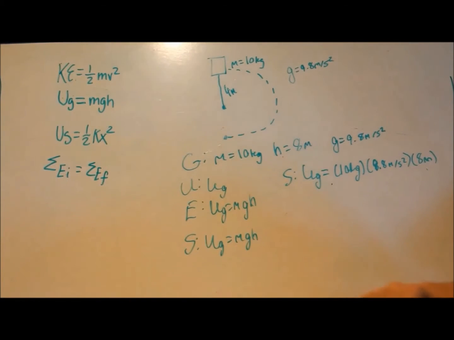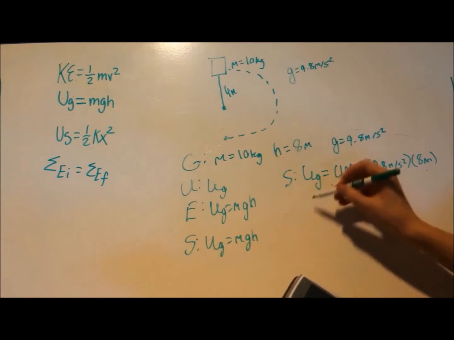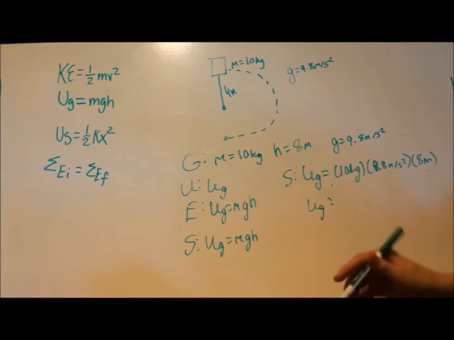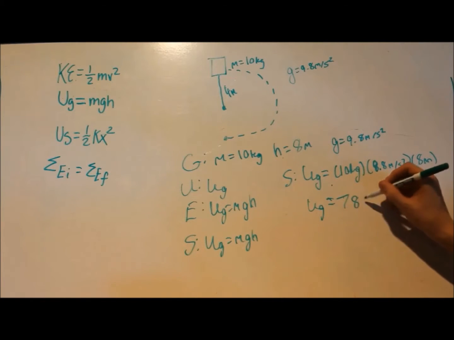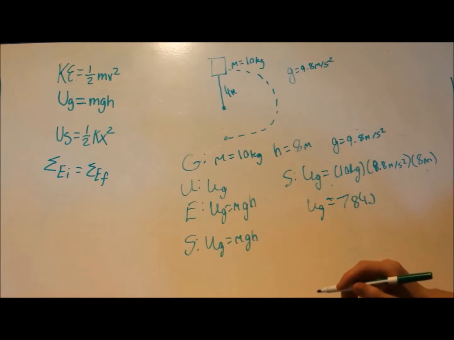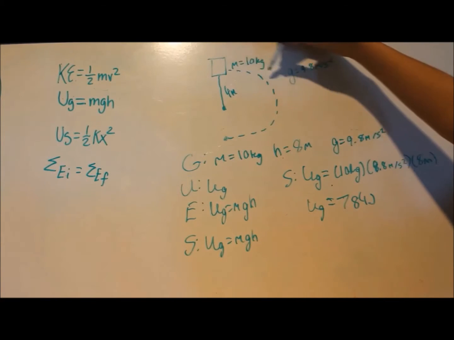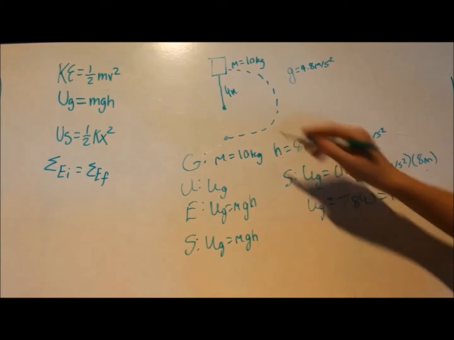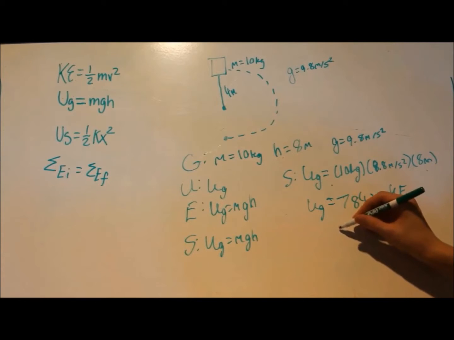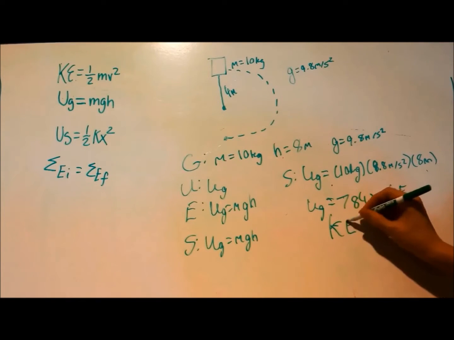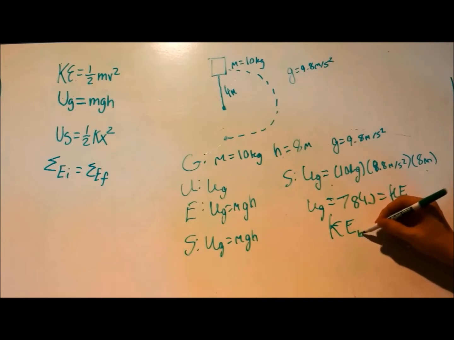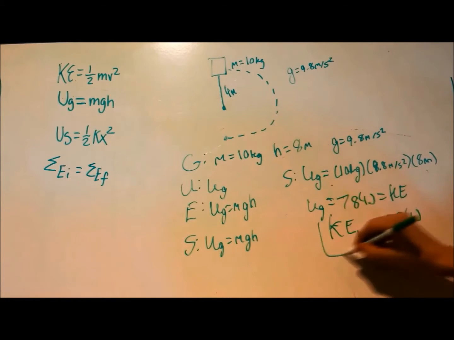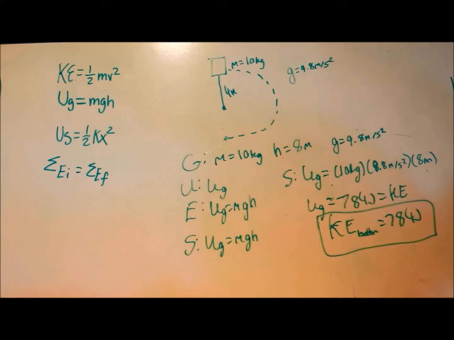Into our calculator to get the final answer, which is 784 joules. That's the potential energy, which is all converted into kinetic energy by the time it reaches the bottom. So we can actually say that KE at the bottom point is equal to 784 joules. And that's our final answer.